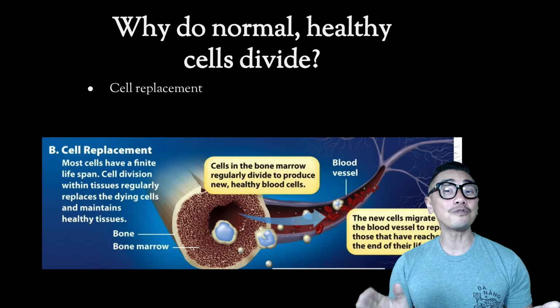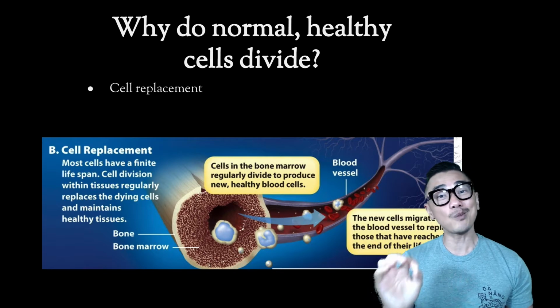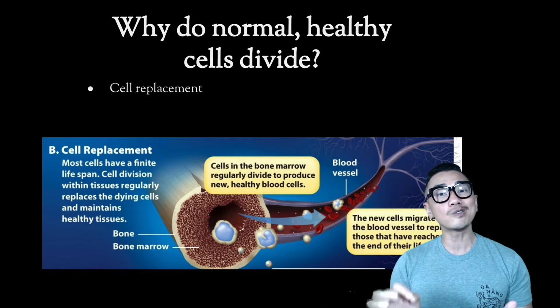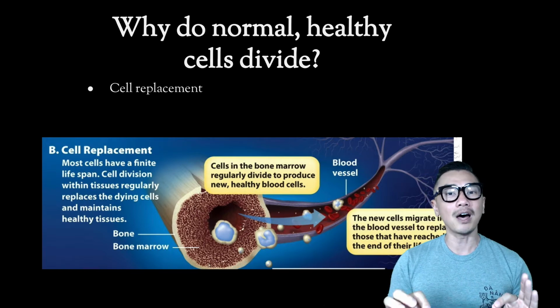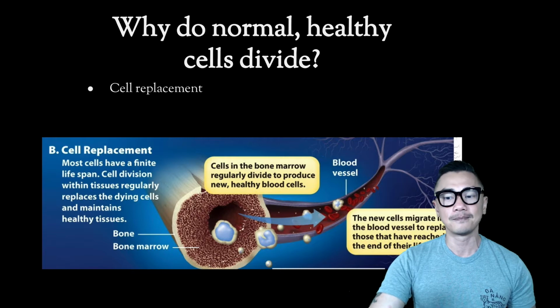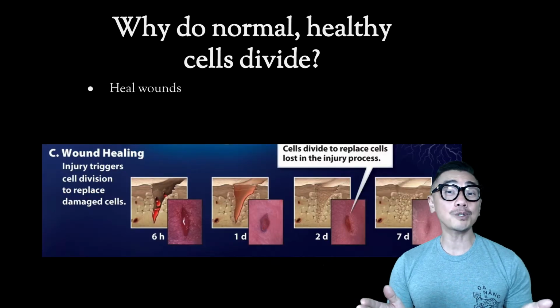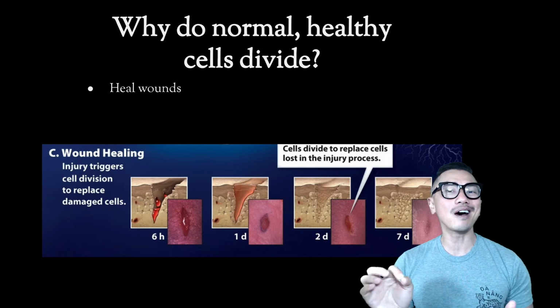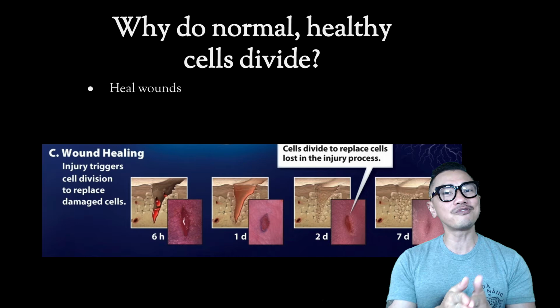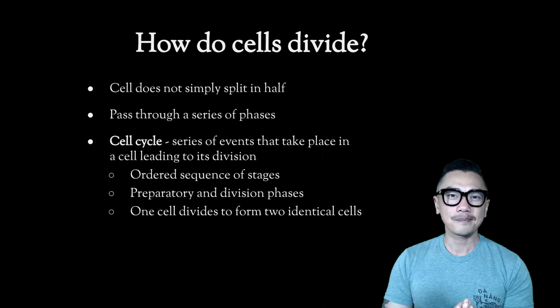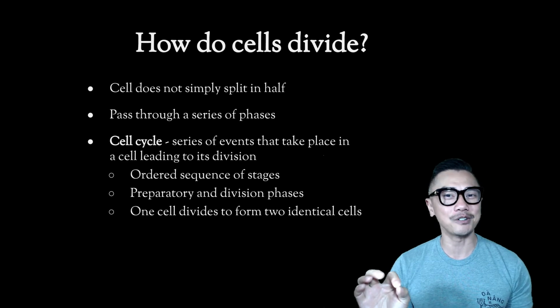Cell division is important for cell replacement, for cells in our body that don't last our entire lifetimes. The infographic shows how cells in our bone marrow divide to create new blood cells to replace old blood cells that have reached the end of their lifespans. Cell division also allows our wounds to heal. The infographic shows that when we have an open wound, cells will divide until they come back into contact with other cells. Let's take a look at how cells divide.